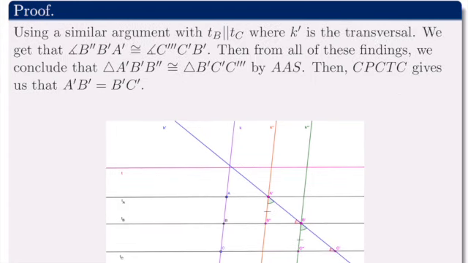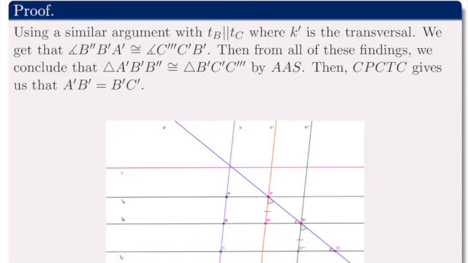So using a similar argument with the two parallel lines and the transversal, you get corresponding angles that are congruent. We have that TB is parallel to TC. Then again, where K prime is acting as our transversal, we get that angle B double prime, B prime, A prime is congruent to angle C triple prime, C prime, B prime, right? The angles between those points. So this would be, in fact, the red angles, right?